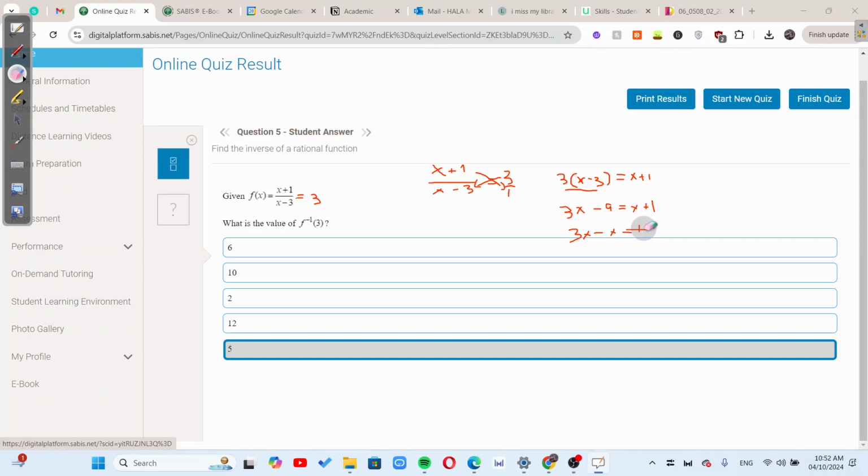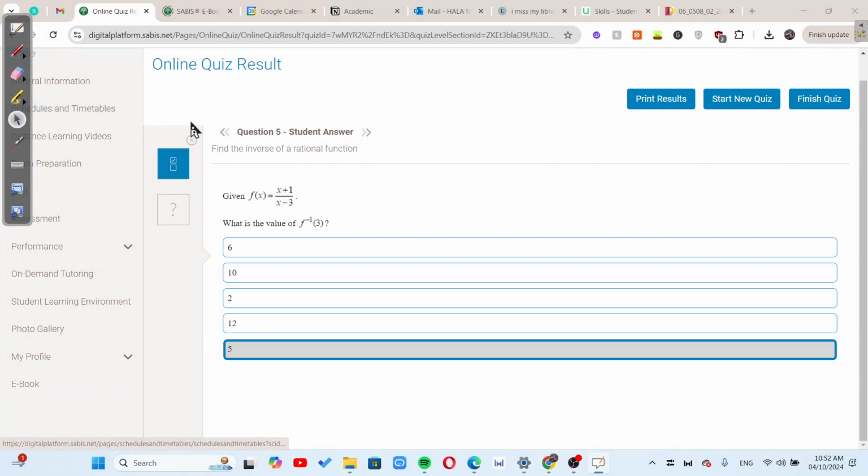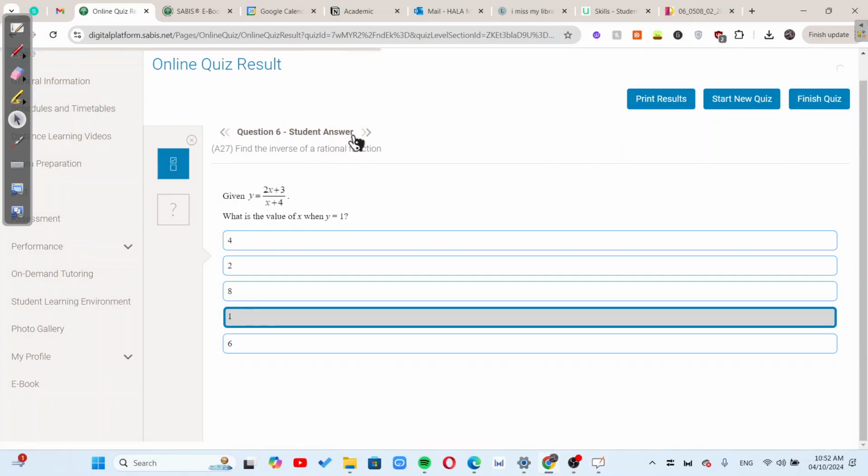Okay, equals 1 plus 9. So 3x minus x is 2x equals 10. x is divide by 2, so x is 5. And see, it's 5. That's how you just do it. So, yeah.